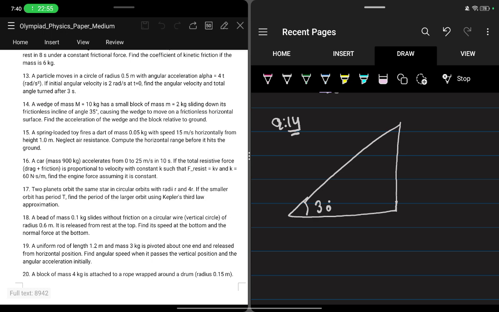Okay. So wedge of mass m. So the mass of this wedge is m. Has a small block of mass 2 kg. So this is our block of mass 2 kg. Wedge's mass is 10 kg. Sliding down its frictionless incline of angle 30 degree. Here it is 35 degree. Causing the wedge to move on a frictionless horizontal surface. So since this is sliding down, this wedge is also sliding in this direction, right? Here the surface is smooth, okay? Find the acceleration of the wedge and the block relative to ground, okay?